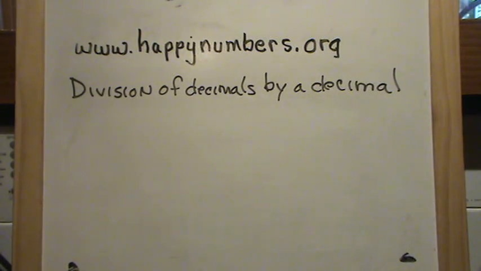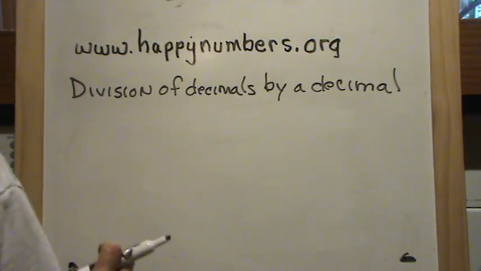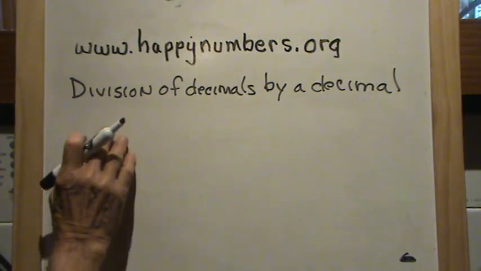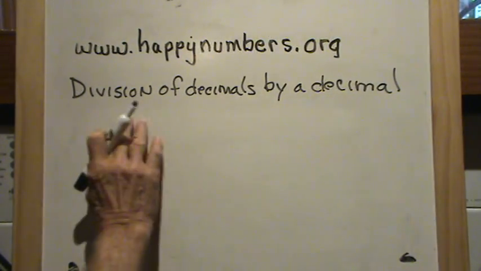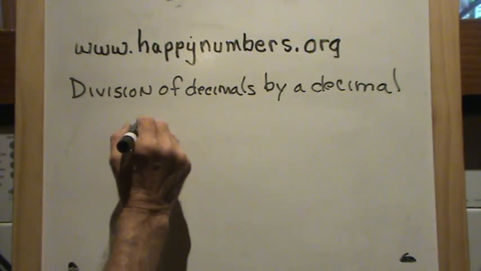The last lesson we did division of decimals by a whole number. Now we're going to do division of decimals by a decimal. In decimals and division of decimals, this is the most complicated concept, dividing decimals by decimals. Now let's just take a look at what that looks like.